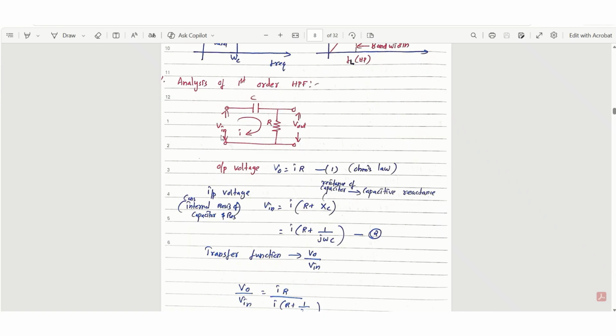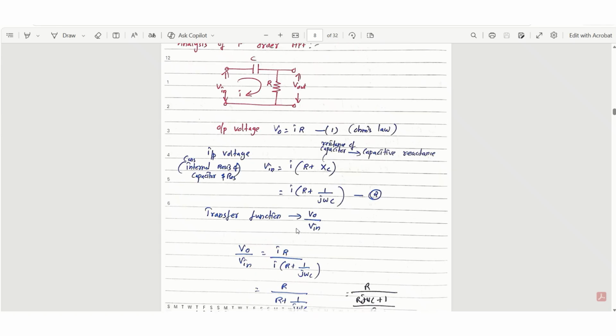The input voltage Vin applied to the circuit is split across the capacitor and the resistance. So the total applied voltage Vin equals I into R plus Xc. Voltage is equal to current into resistance. The resistance offered by the capacitance is called capacitive reactance, and we denote this capacitive reactance as Xc. Xc is equal to 1 by j omega c.